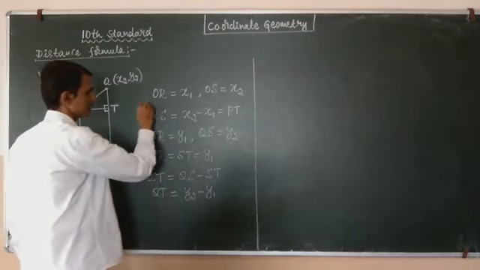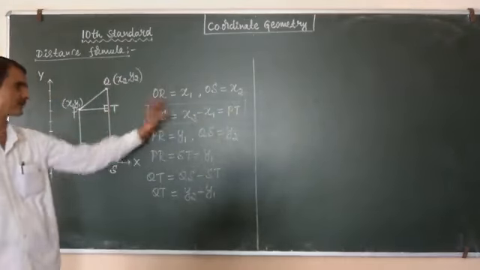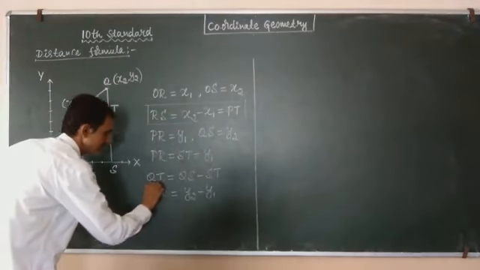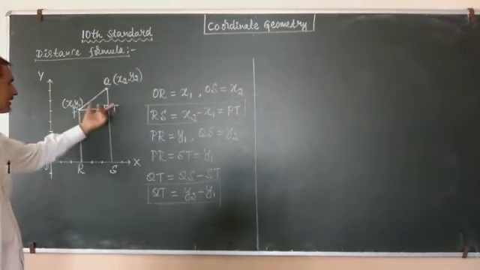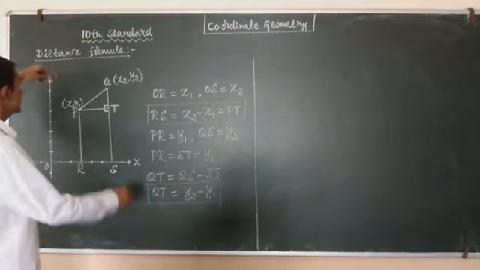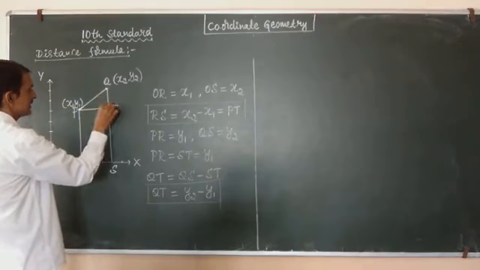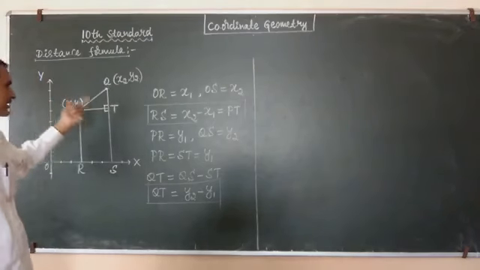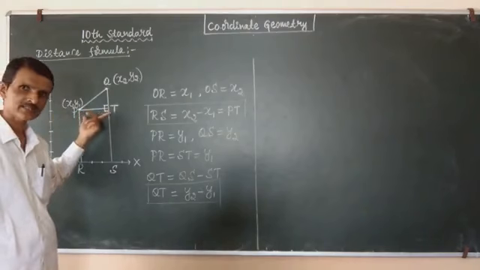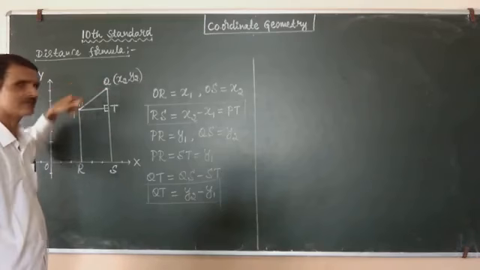So the length of RS, which is equal to PT, is x2 minus x1, whereas the length of QT is Y2 minus Y1. Why have we found these values? If you observe this figure, PTQ is a right angle triangle. So by using the Pythagoras theorem, we can find out the value of PQ, the length of PQ.